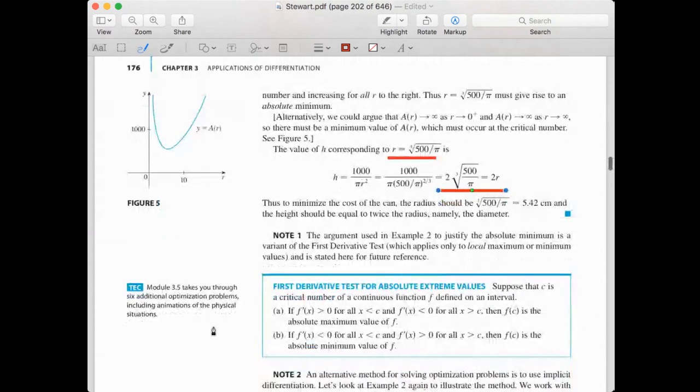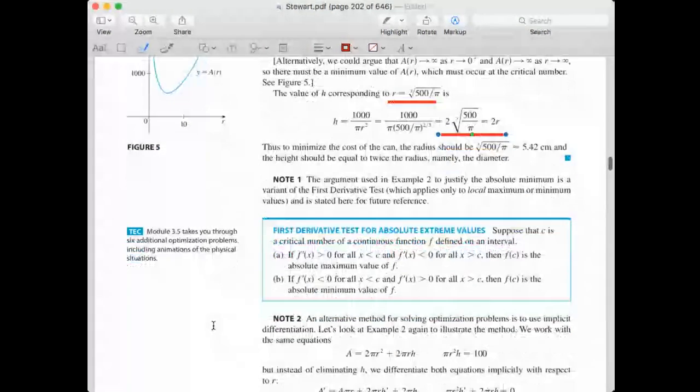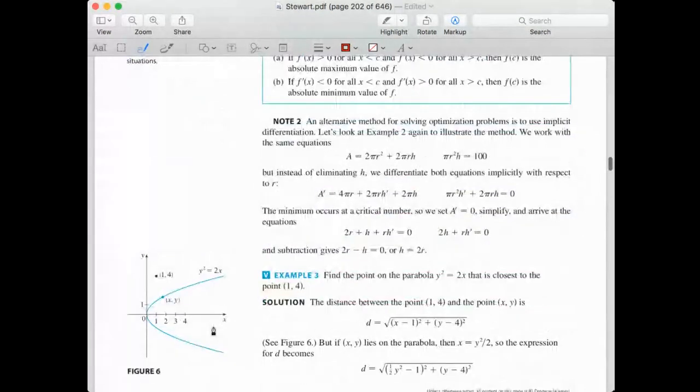All right, this is how we use the first derivative set to be 0 in real life.